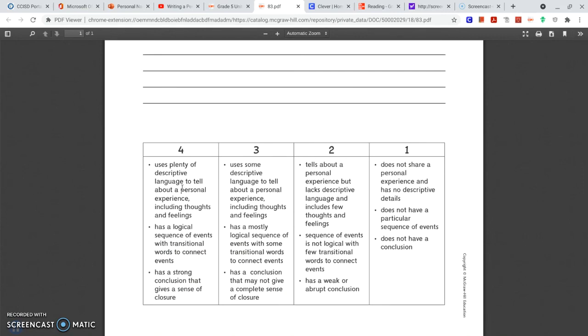This is a 4, which is the score that you want to get, a 3, a 2, and a 1. It uses plenty of descriptive language to tell about a personal experience, including thoughts and feelings, has a logical sequence of events with transition words to connect ideas, has a strong conclusion that gives a sense of closure. Again, I want to point out that your personal narrative needs to go in chronological order or a sequence that makes sense. That's that text structure that we learned about in the last few weeks.